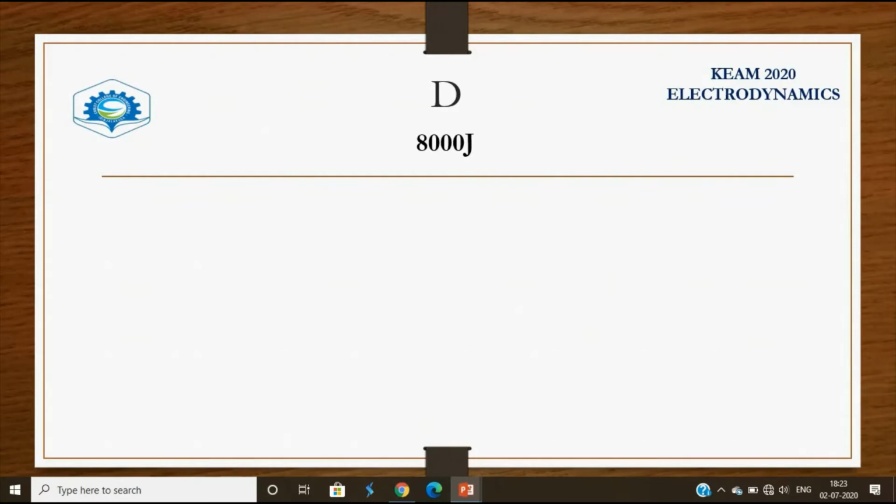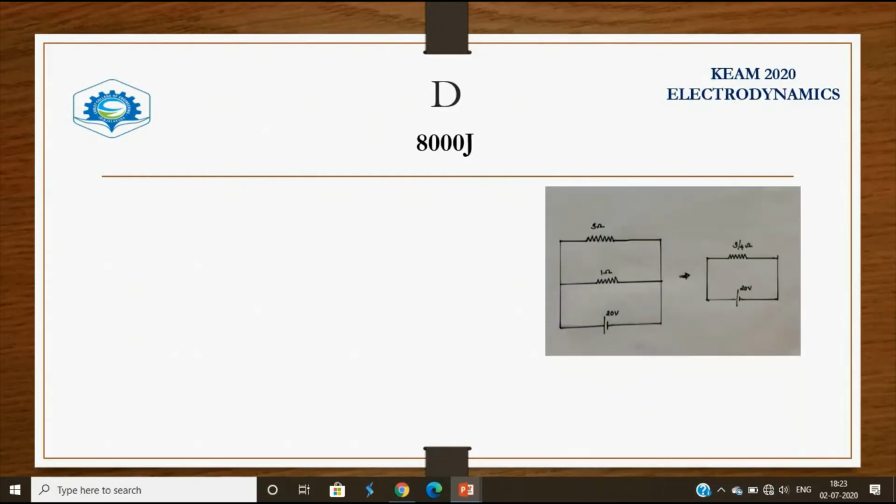Now let's see how the circuit looks like. I have represented a circuit here as per the question. We have two resistors connected in parallel and it is connected to a 20 volt supply. So the effective resistance in this case will be 1 by R1 plus 1 by R2, which is equal to 4 by 3. The effective resistance is 3 by 4 ohm, so the equivalent circuit of this is a resistor of 3 by 4 ohm connected to a 20 volt supply.